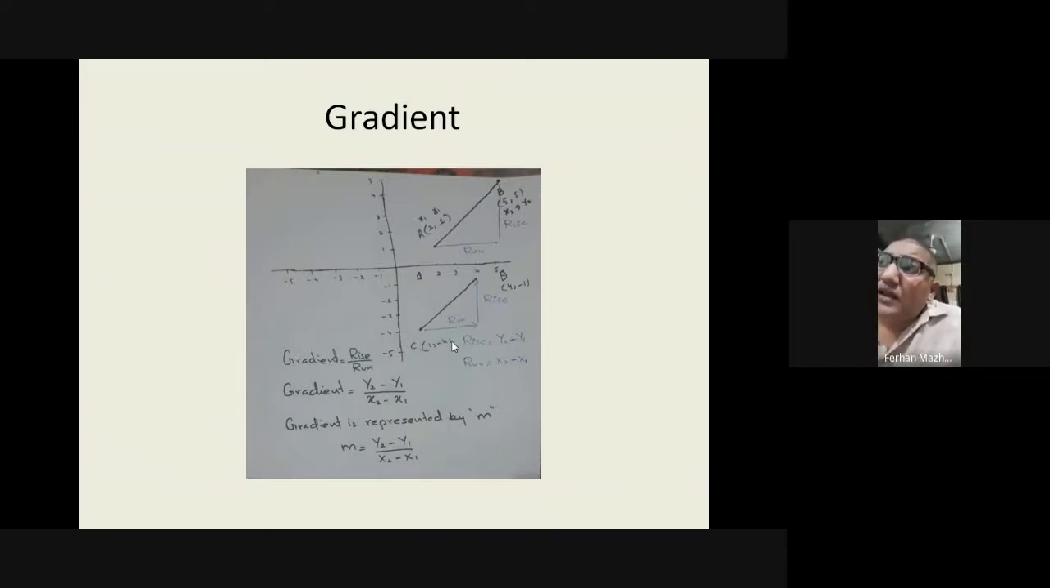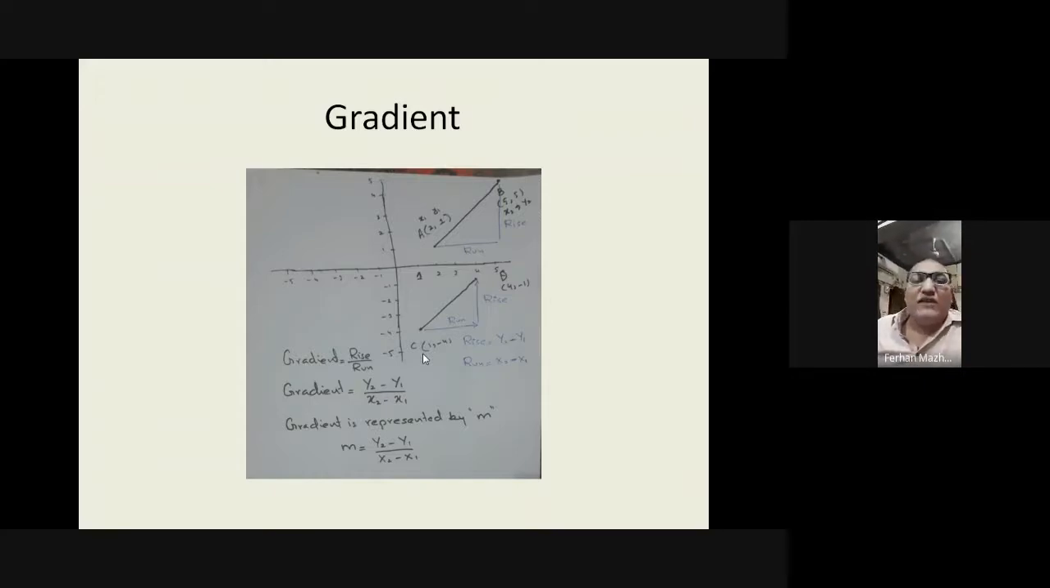So how do you find the rise? Rise will be y2 minus y1. y2 means the y coordinate of the D here, and y1 means the y coordinate of the C. And the run will be x2 minus x1. x2 means the x coordinate of the D, and the x1 means the x coordinate of the C. So it's very simple. The gradient, the previous formula which you have studied in your classes is that the gradient will be equals to rise divided by run.